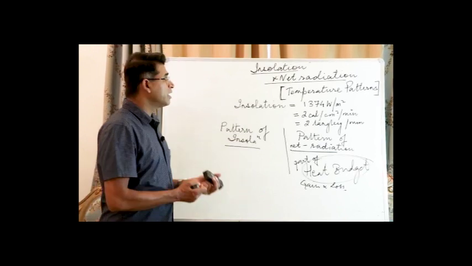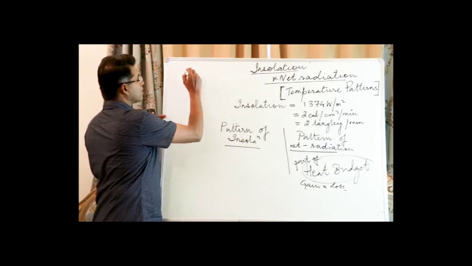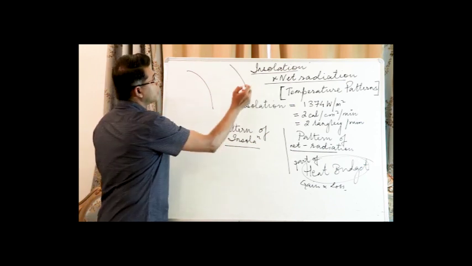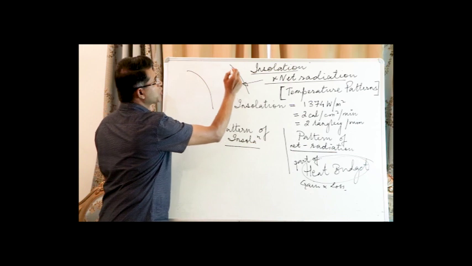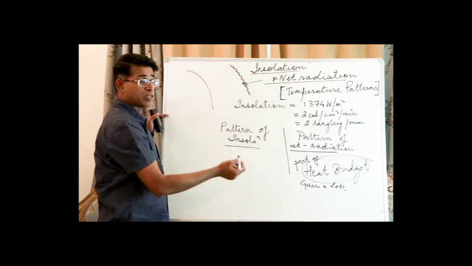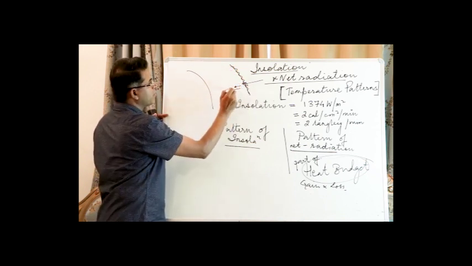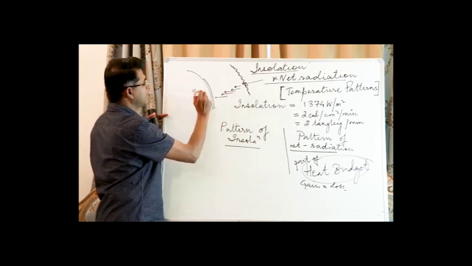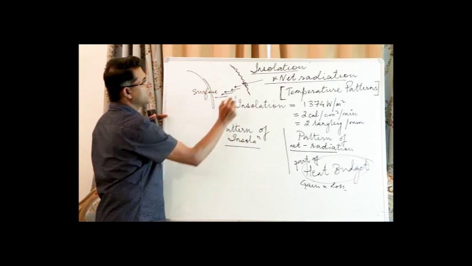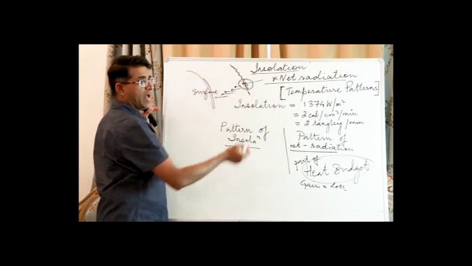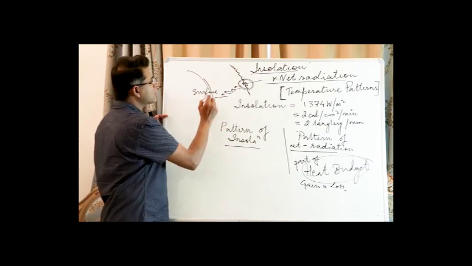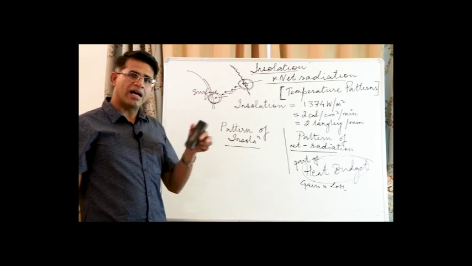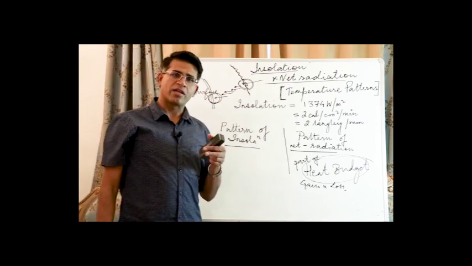So if I imagine this as the Earth surface and this as the boundary of the atmosphere, this is the insolation at the outer levels of the atmosphere, and after some losses, after some absorption, this is what I receive at the Earth's surface. So the insolation receipt at the atmosphere is not the same as the insolation receipt at the surface, and there are latitudinal patterns on this.